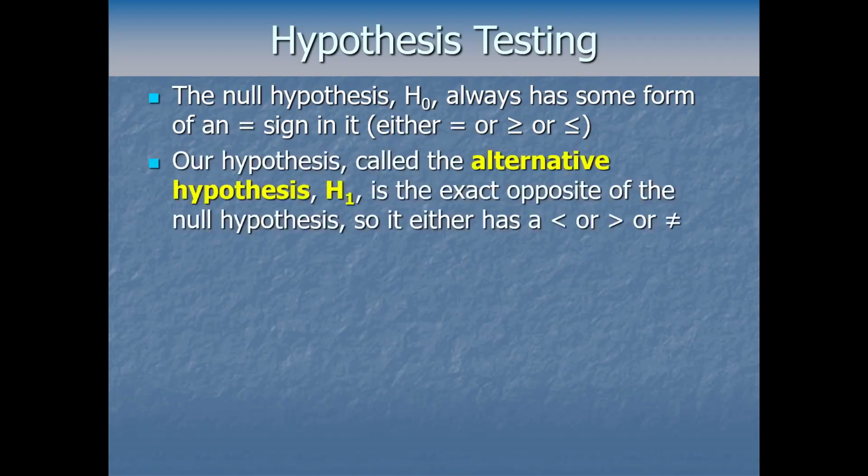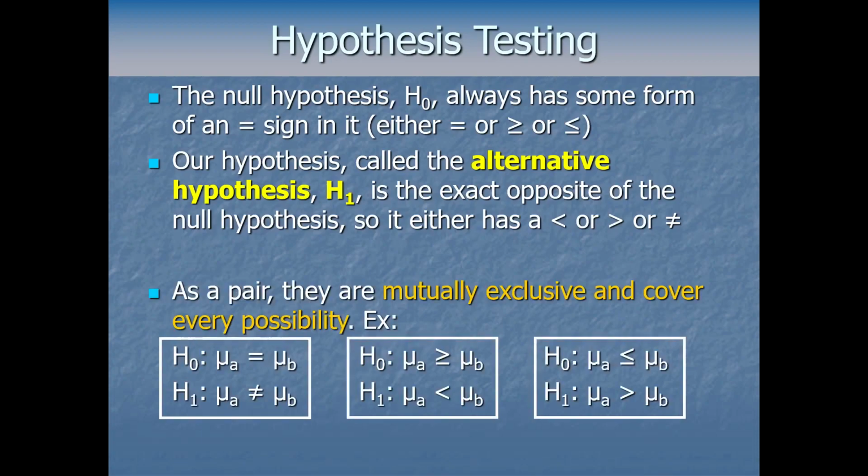And whatever it is, our alternative has to be the exact opposite to match that. So H1 will always be either a less than, a greater than, or a does not equals sign in it. You can think of it this way. As a pair, H0 and H1 need to be mutually exclusive and they need to be exhaustive. So they should not overlap in any way, but they should cover all the possibilities.